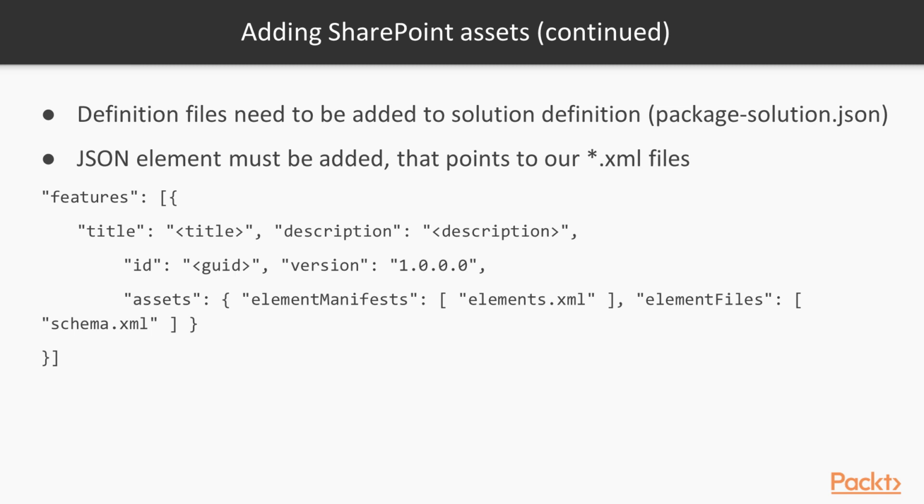When your elements.xml and schema.xml files are done, there is one more step that you must do, and it is to alter the package-solution.json file and include a JSON element which describes the feature containing our elements.xml and schema.xml files. In this way, those files will be included as part of the package when we come to the packaging solution bit. Let us take a look at how this pans out in the demo.